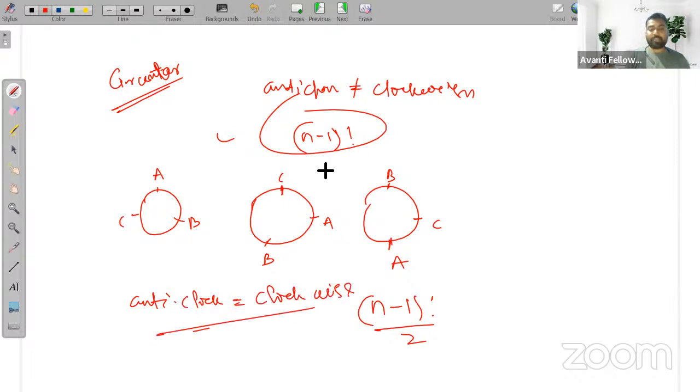But when anti-clockwise and clockwise directions are different, the answer will be n minus 1 factorial. This is simple.